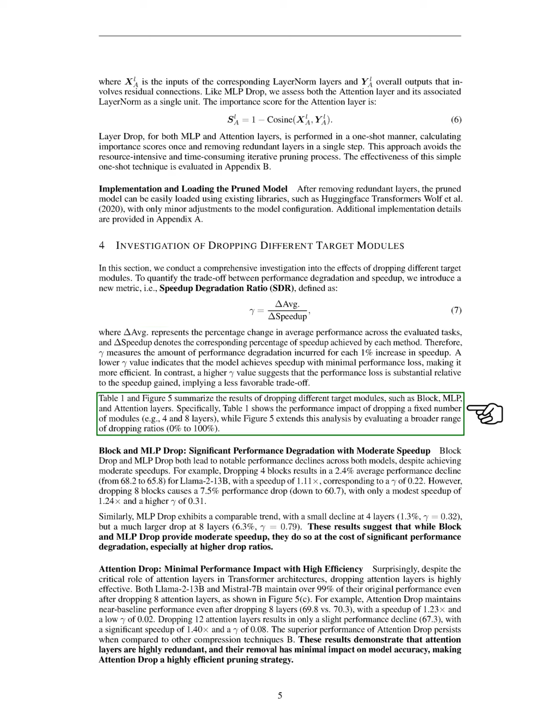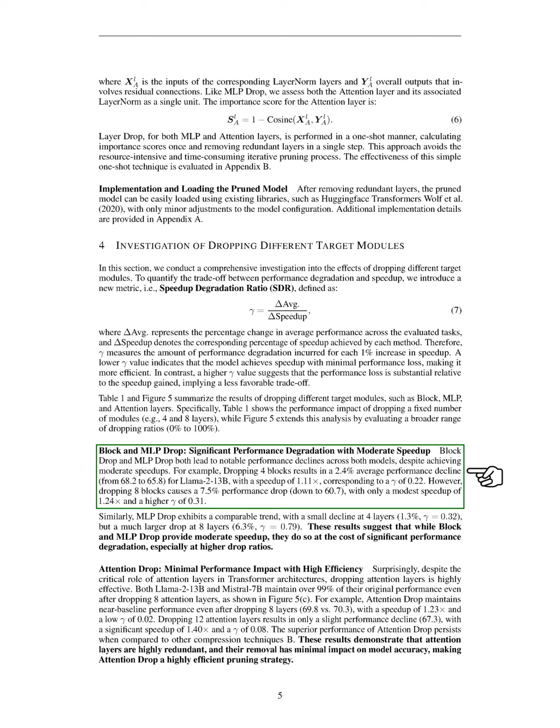We summarize our findings in a table and figure that show the impact of dropping various modules, such as block, MLP, and attention layers. The table presents the performance effects of removing a set number of modules, while the figure analyzes a wider range of removal ratios from 0 to 100%. When we drop block and MLP layers, we see a significant decline in performance, even though we achieve moderate speedups.